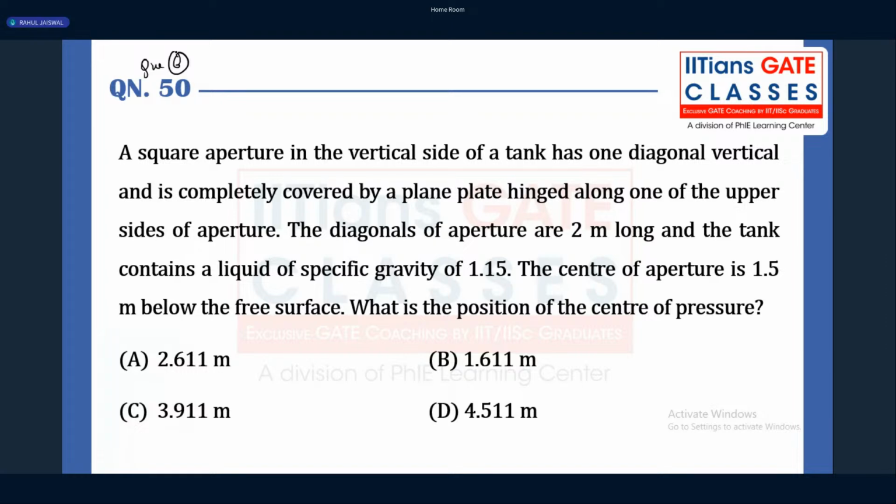The square aperture in the vertical side of the tank has one diagonal vertical, and it is completely covered by a plane plate which is hinged along one of the upper sides of the aperture. The diagonal of the aperture is 2 meter long, and the tank contains a liquid with specific gravity 1.15. The center of the aperture is 1.5 meter below the free surface. What is the position of the center of pressure, H bar Cp, they are asking.